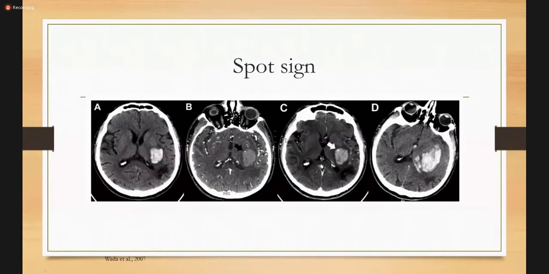This is the spot sign. When you go for a CT scan with contrast and you find a spot of contrast enhancement in the hemorrhagic stroke, a spot sign or dot sign, that means your hematoma is going to expand. This is called the spot sign.